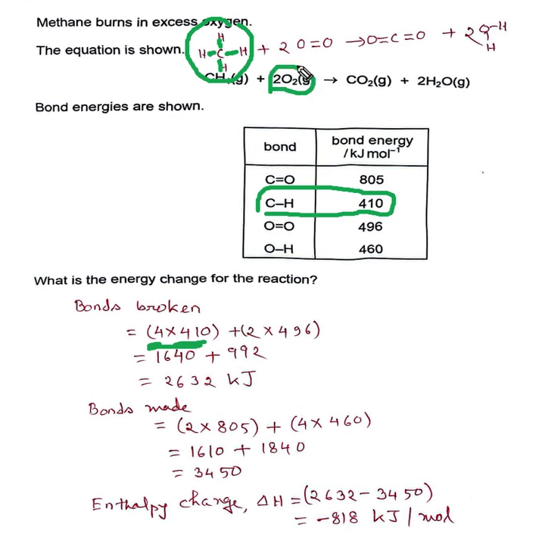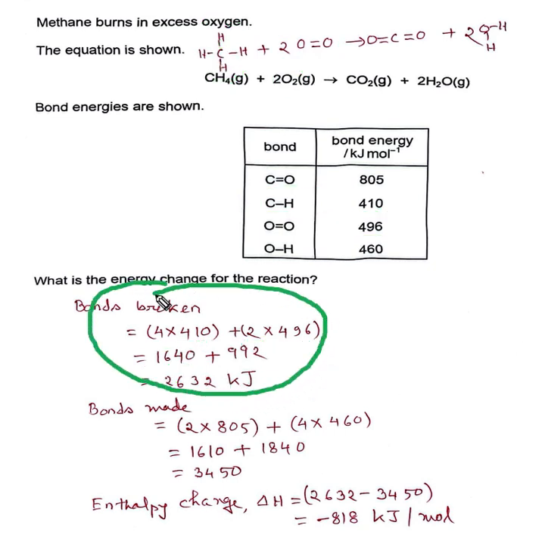2 moles of oxygen. You know, oxygen is a double bond. There are 2 oxygen double bonds. 2 times the oxygen double bond value, which is given as 496. 2 times 496. So if you calculate, you will get 2632 kilojoule. This is the bond broken energy. Bonds break in reactants, so you add all the reactants' energy.